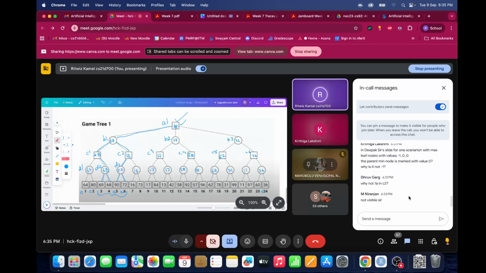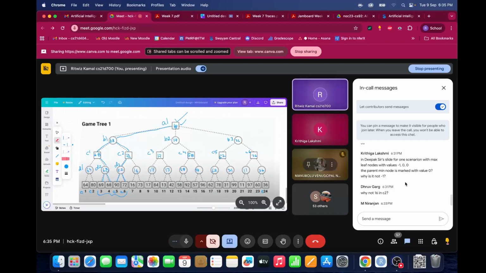Does that address your query? Yeah. Okay, thank you. To answer some questions in the chat box, Dhruv, why not 16 in C2? Because C2 is a max node, it will always select the maximum of its children.